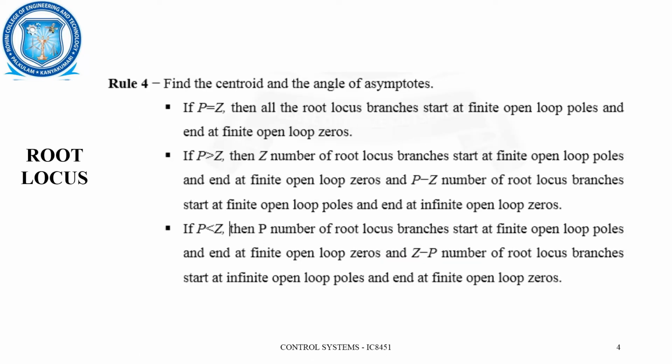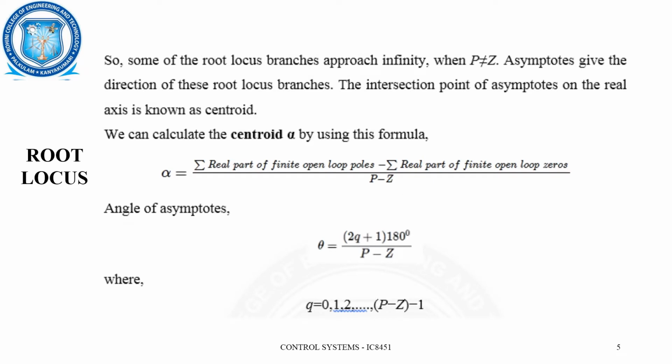Fourth point, we have to find out the angle of asymptotes and the centroid. Already we have seen, based upon the number of poles and zeros, how the root locus branches. Now using this formula, the centroid is alpha equal to the sum of the poles minus the sum of the zeros, divided by the number of poles minus the number of zeros. Since the complex conjugate poles and zeros get cancelled automatically, we take the real part of finite open loop poles and the real part of finite open loop zeros.